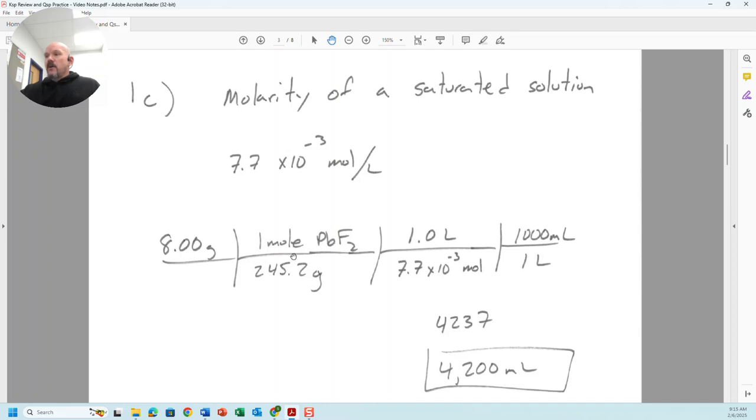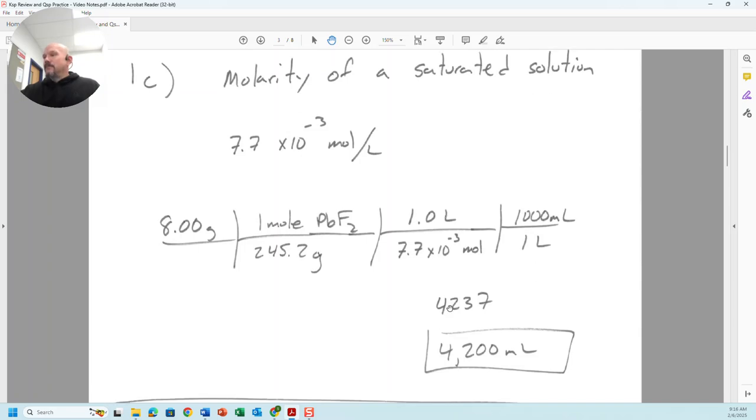We take our 8 grams of the salt. They didn't give us the molar mass of lead fluoride, so we'd have to calculate it. So lead is 207.2, and each fluorine is 19, right? You get that on the periodic table. You add it up. A lot of times that'll be given to you. So 8 divided by that gives us moles, and then moles divided by molarity gives us liters, and then times 1,000. So when I do the math, I get 4,237 point something.